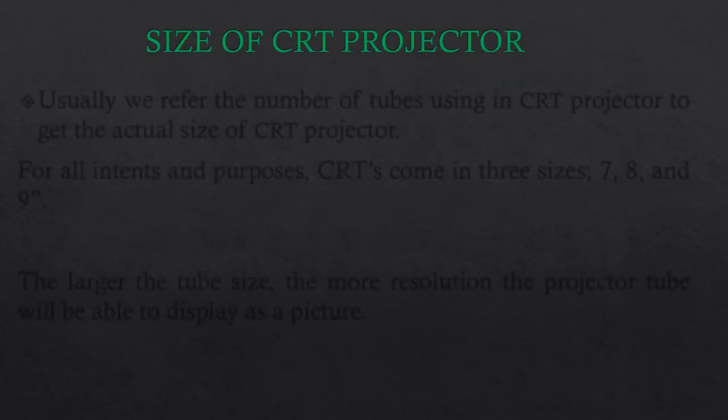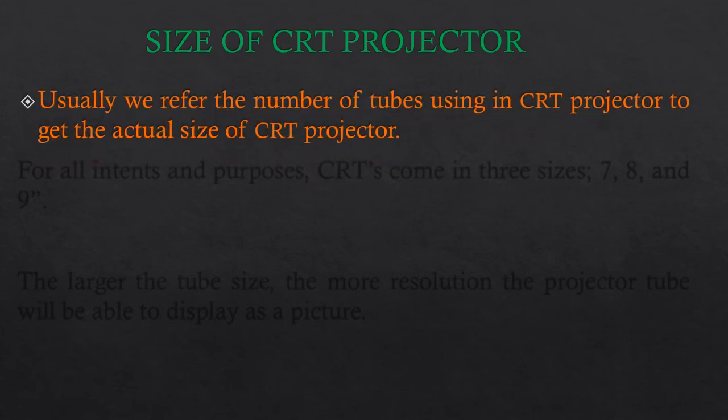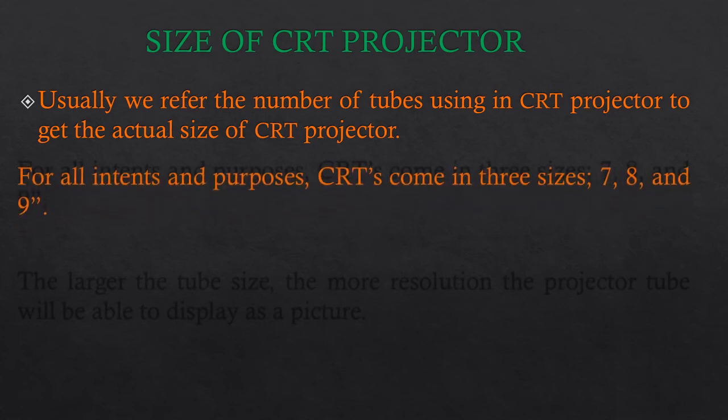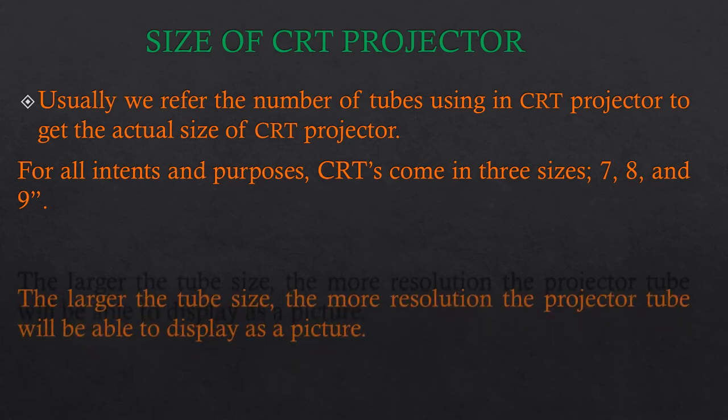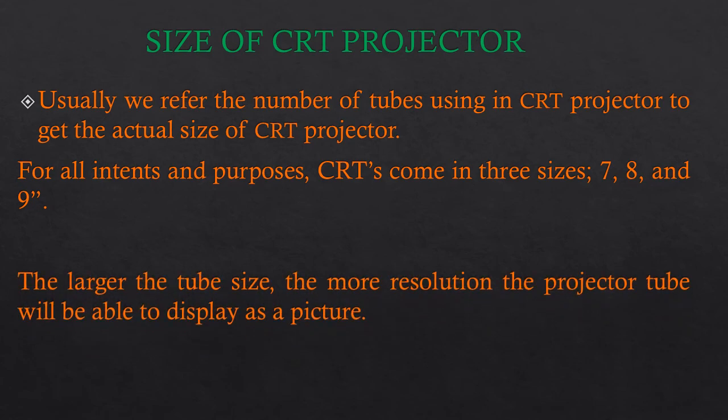Size of CRT projector. Usually we refer to the number of tubes used in CRT projector to get the actual size of CRT projector. For all intents and purposes, CRTs come in three sizes: 7, 8 and 9. The larger the tube size, the more resolution the projected tube will be able to display as a picture.